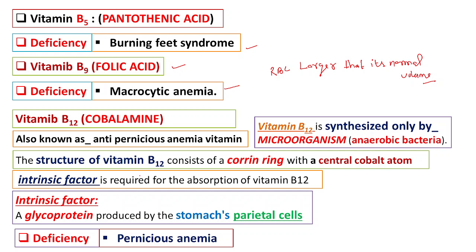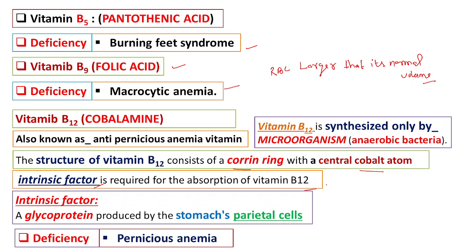The structure of vitamin B12 consists of a corrin ring with a central cobalt atom. There may be a question, which was mostly repeated last year: the corrin ring is present in which vitamin? We need to know, it is vitamin B12, and the central cobalt atom is also present in the cobalamin vitamin. The intrinsic factor is required for the absorption of vitamin B12 in our stomach.